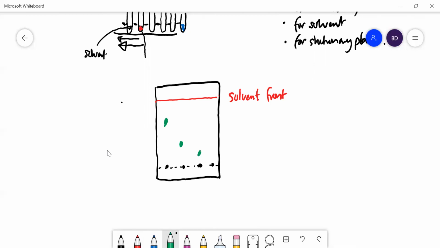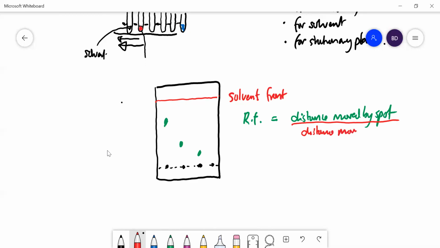Now if you want to work out the RF value, and I think the RF value stands for the retardation factor, or I think it's sometimes a retention factor, that's simply equal to the distance moved by the spot divided by the distance moved by the solvent front. So obviously, the maximum RF value would be 1. If something moves with the solvent, it never does that, but it can never be greater than 1.